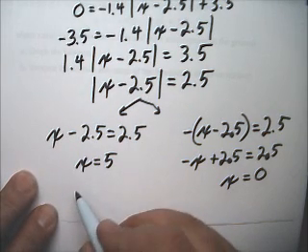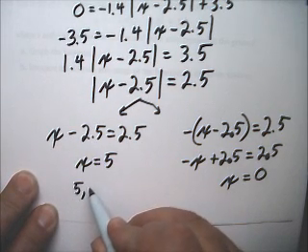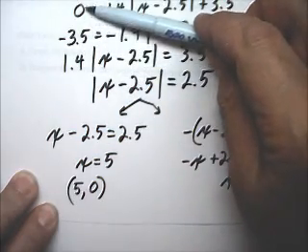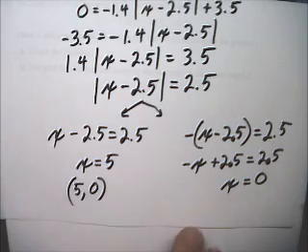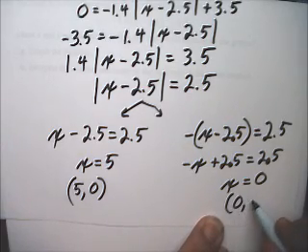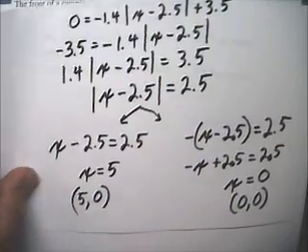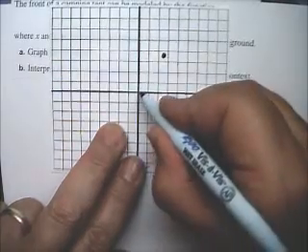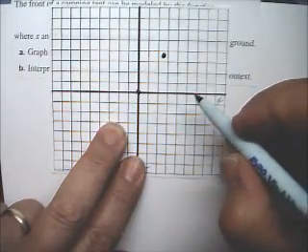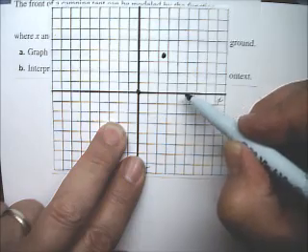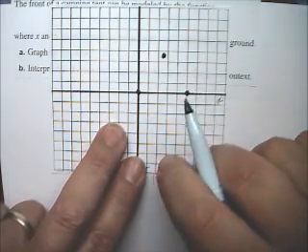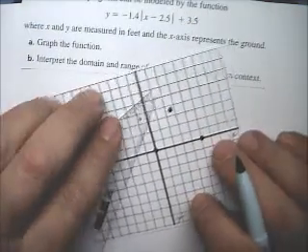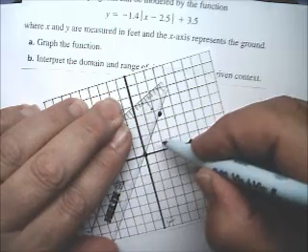So what we have is the point 5 comma 0. Remember, this all started when we let y be 0. So we got 5 comma 0 and 0 comma 0. 0 comma 0 and 5 comma 0. 1, 2, 3, 4, 5 comma 0. There we go. So to get the graph, all we have to do is connect these up.